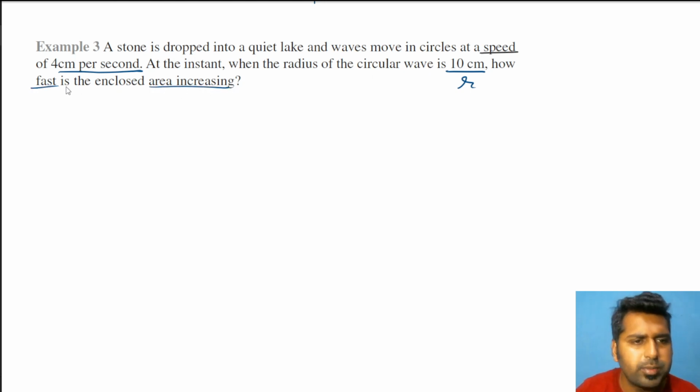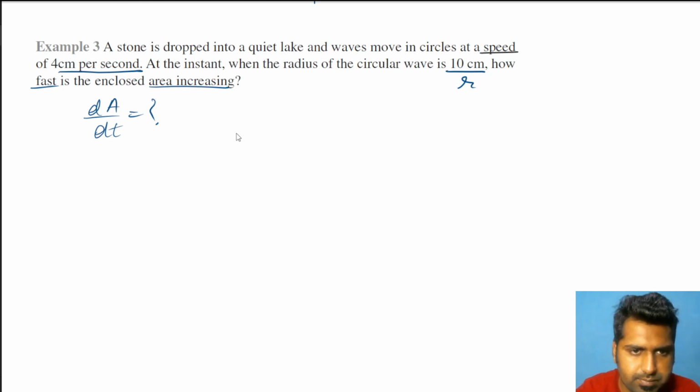How fast? The moment he's saying fast, he's asking about the rate at which it is increasing or decreasing. That means he's asking for dA by dt. That's the question he's asking. But point is, how do you get with this speed? Speed is 4 centimeter per second. This is again where this could be helpful.